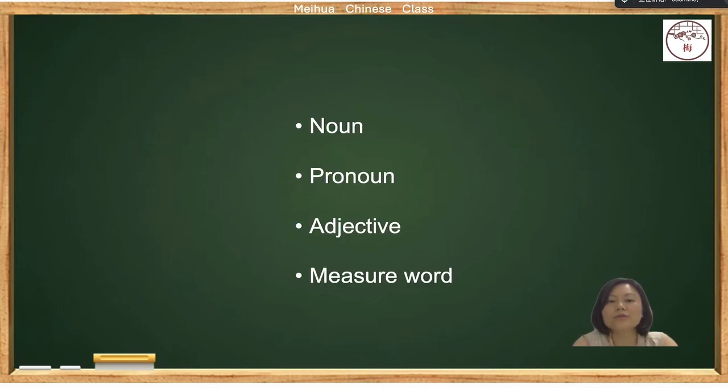Okay, I'm going to divide this topic into 2 sessions. So today we are going to learn the differences for these 4 word classes: noun, pronoun, adjective, and measure word. We will learn the differences about the verbs and the particles in the next session.